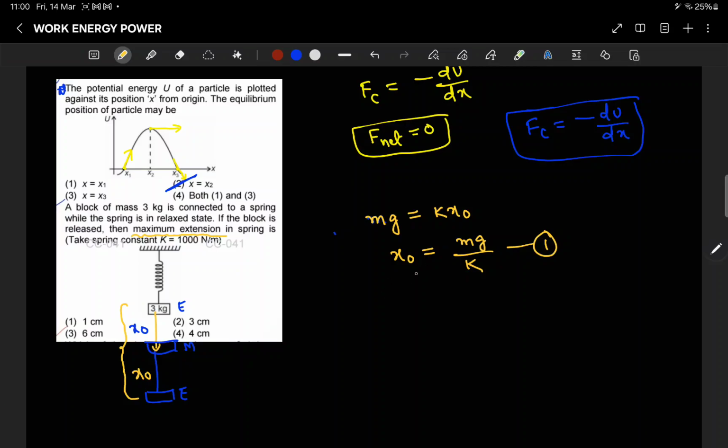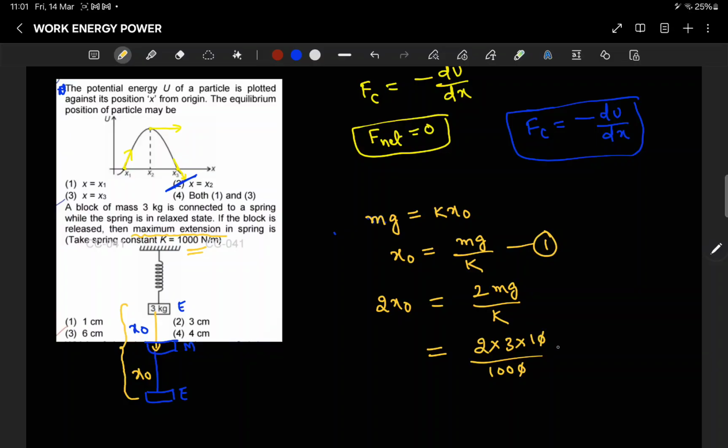So from here, students, just multiply both sides by 2: 2x naught equals 2mg by k. Now substitute the values given, students. 2 into the mass of the block, which is given as 3 kg, acceleration due to gravity 10, and k is also given as 1000.